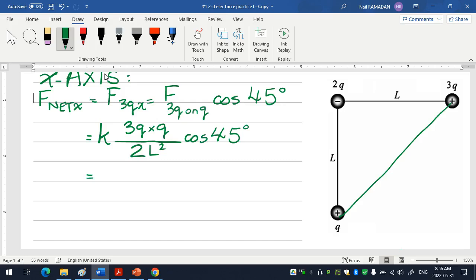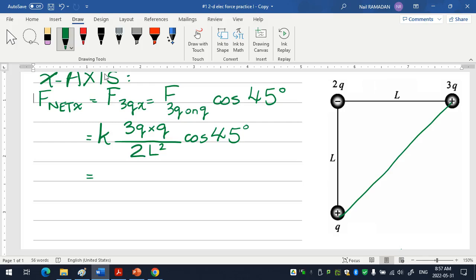Can we clean this up just a little bit? By the way, I urge you not to put the value for k. Does anyone remember the value for k? It's 9 times 10 to the 9. You know what? Let's just keep it k until the very end. So what's the only cleanup I can do with this? Only a couple of things. I can multiply. What's 3q times q, by the way?